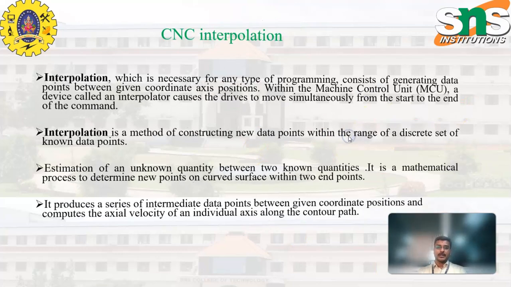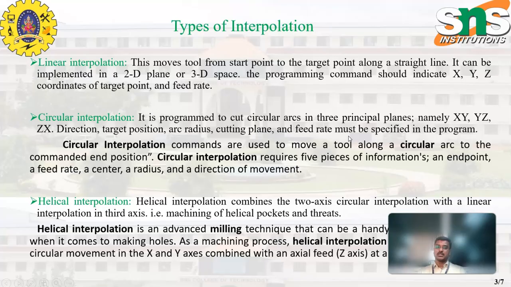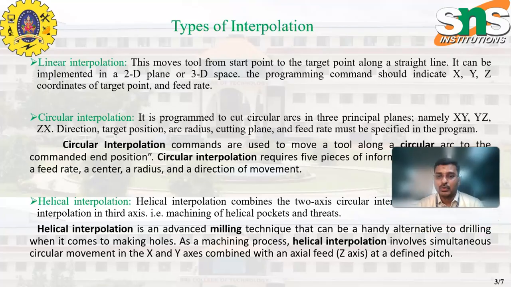Next, we have the types of interpolation: linear interpolation, circular interpolation, and helical interpolation. The linear interpolation moves from the start point to the target point along a straight line. It can be implemented in a 2D plane or a 3D plane. The programming command should indicate x, y, z, the coordinates of the target point, and the feed rate.